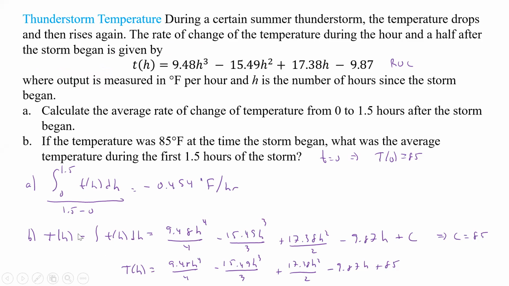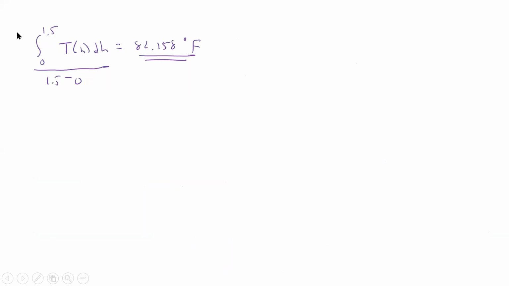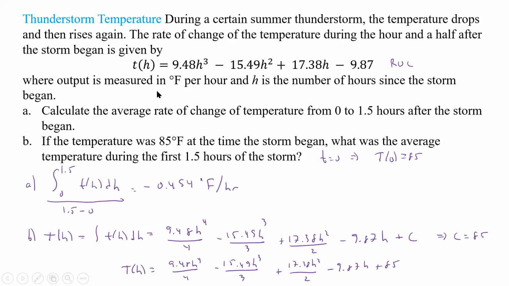And so we had to take the antiderivative of our rate of change function to get the temperature function. And because they gave us a point up here, we had to find C. So we added that in. And then we took the integral from 0 to 1.5 of capital T of H, which is the temperature function, divided by 1.5 minus 0 to get our average temperature. Okay, all right. So that looks good.